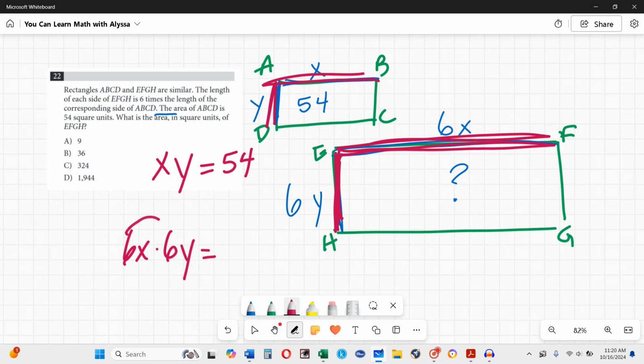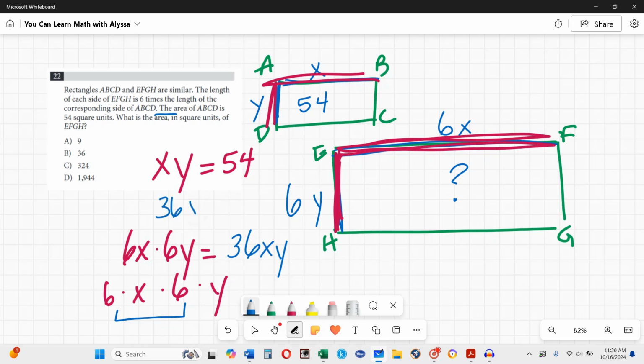I can multiply the 6's together because this is the same as 6 times X times 6 times Y. So I can multiply 6 times 6, gives me 36, and then the X and the Y just come along for the ride. So the area of EFGH is 36 times X times Y.